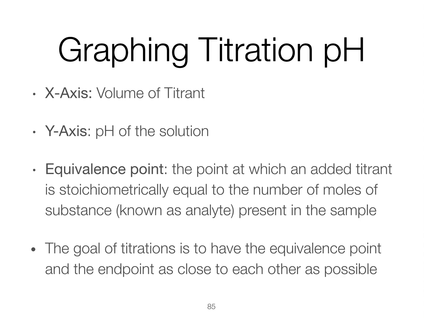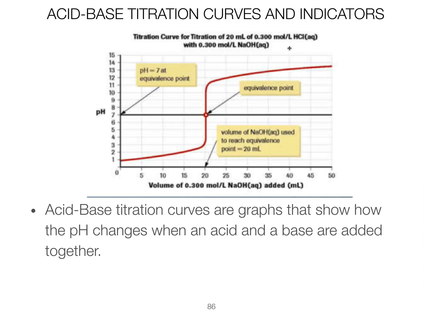And with all titrations, we always want the equivalence point and the endpoint to be as close to each other as possible. So we can actually use a pH curve to try and estimate where the equivalence point will be. We can always find the equivalence point because it will be the most vertical region of the graph.